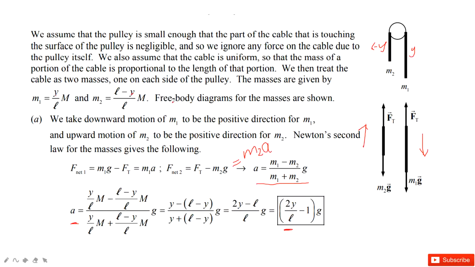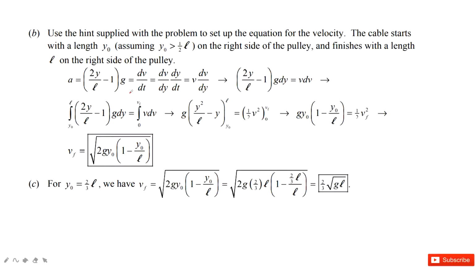So now we need to find the velocity at a certain time. We use the hint, because we know acceleration as a function of y, and acceleration can be written as the derivative of v with respect to t, right? Because acceleration is the change of the velocity divided by time, the hint tells us we can write dv/dt in this form. When we write it in this form, this term dy/dt is just the velocity v. Agree? And this term we keep as dv/dy.